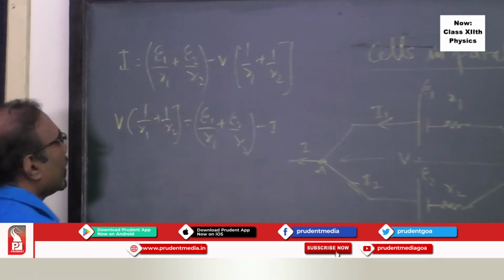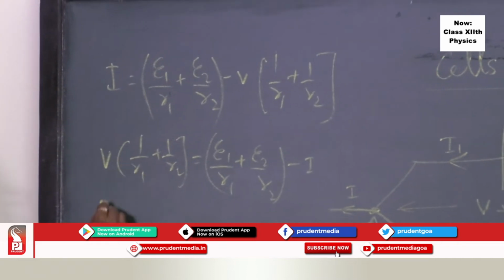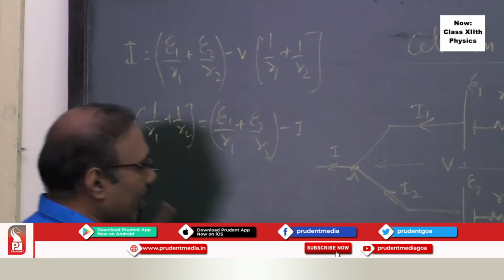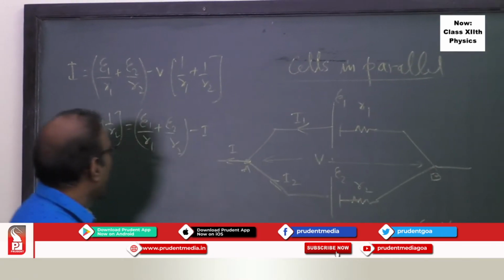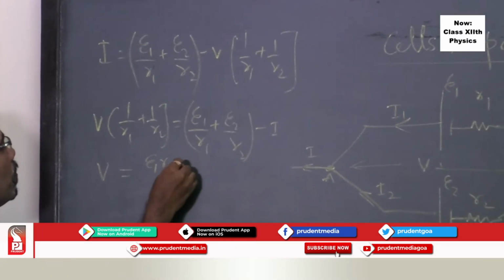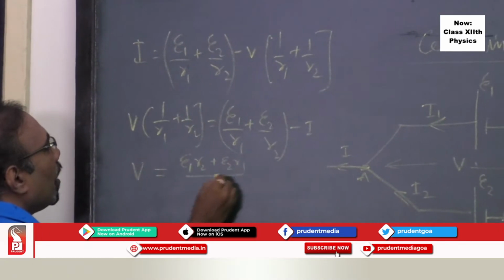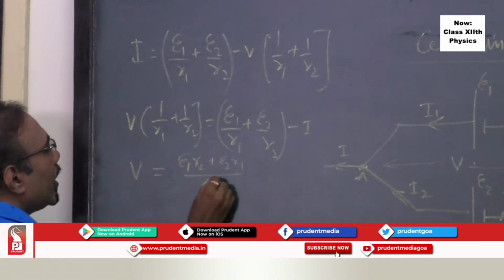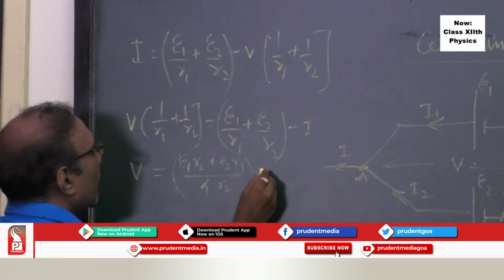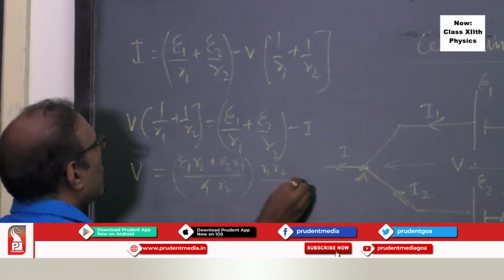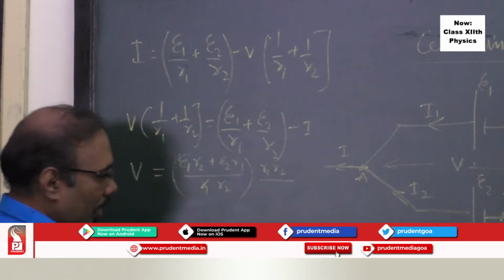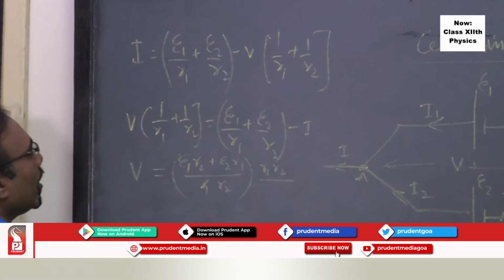minus I. Okay? And if you try to divide this, V will be equal to, we want to get this in this form. So, V will be equal to (E1 R2 plus E2 R1) upon R1 R2. This is what will be left. And if you divide this, you will get R1 R2. This I can write as R1 plus R2 upon R1 R2.